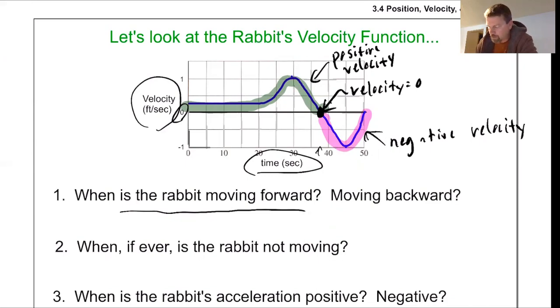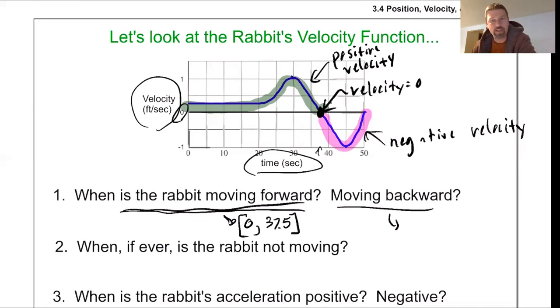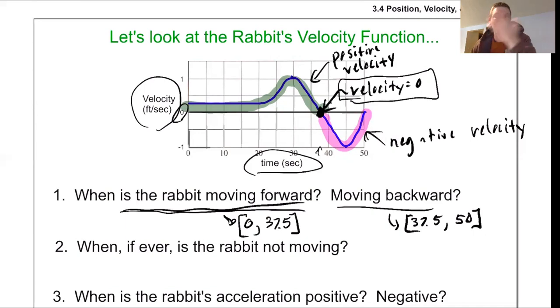So when is the rabbit moving forward? Well, when the velocity is positive. So from 0 to 37.5 seconds. When's he moving backward? Well, that's when I have a negative velocity, from that 37.5 seconds on up to 50 seconds. When, if ever, is the rabbit not moving? Well, not moving means you have a velocity of 0. That happens right there when you're changing from a positive velocity to a negative velocity. So exactly at time t equals 37.5.